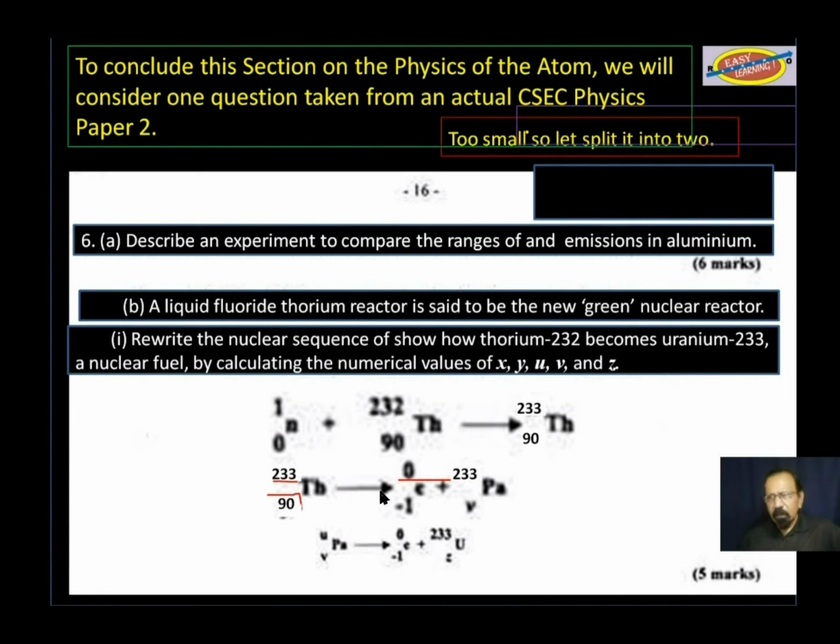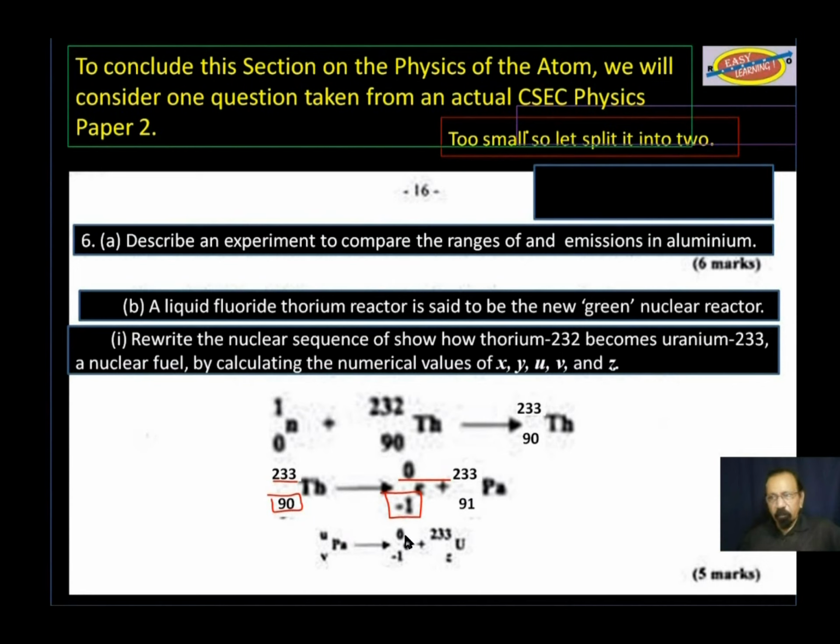Now this is 90, this is -1. What number must you have here for this V so that when you add it to -1 you get 90? And the answer is 91. So 91 plus a -1 would give you 90.